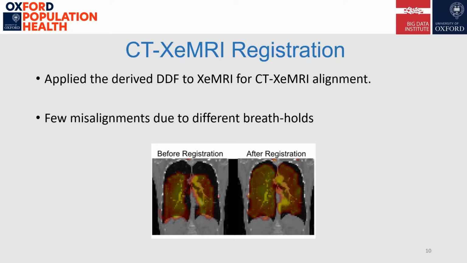Thus, after accurately registering CT and proton MRI, we applied the derived displacement field to xenon MRI. The alignment of CT and xenon MRI is shown here. Despite a few misalignments due to different breath-holds during image acquisition, the registration results significantly help elucidate the relationship between anatomical and functional information in patients with pulmonary disease.